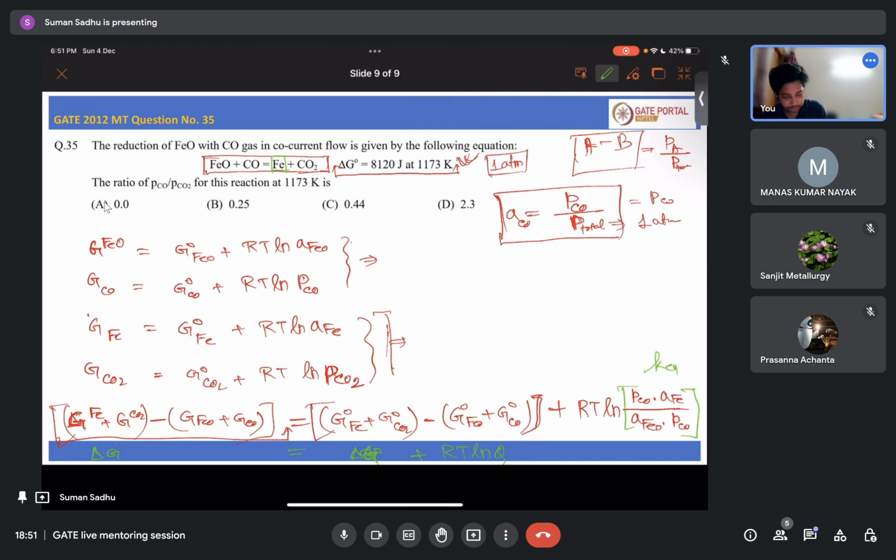Like we take the activity of any solid as one at equilibrium, sir. Yes, in a reaction the activity of any compound that is forming in the form of solid is considered as 1. It is not homogeneous, it is a heterogeneous reaction, right? Yes, sir.